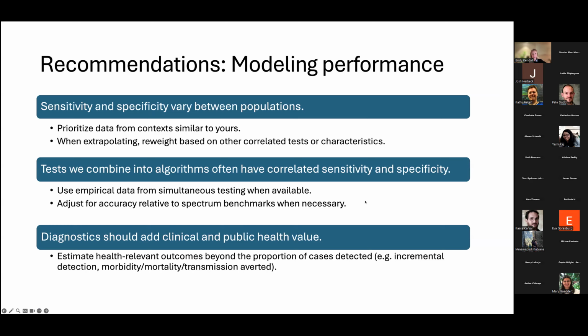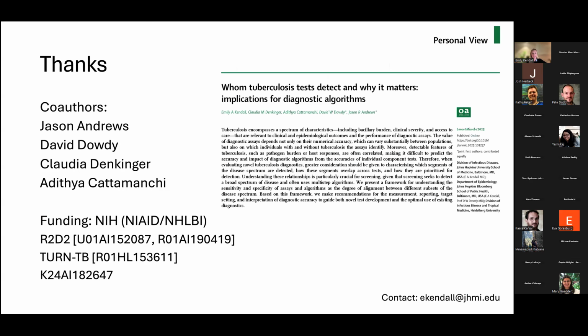When modeling algorithms of multiple steps, it's important to think about correlations and how the tests perform together, how a follow-up test performs in the subset of people that test positive on the screening test, for example, and then to think about how diagnostics add clinical and public health value, and how they play out in terms of health relevant outcomes beyond just the proportion of cases detected, really thinking about incremental impact in different priority subpopulations. I'll end there.